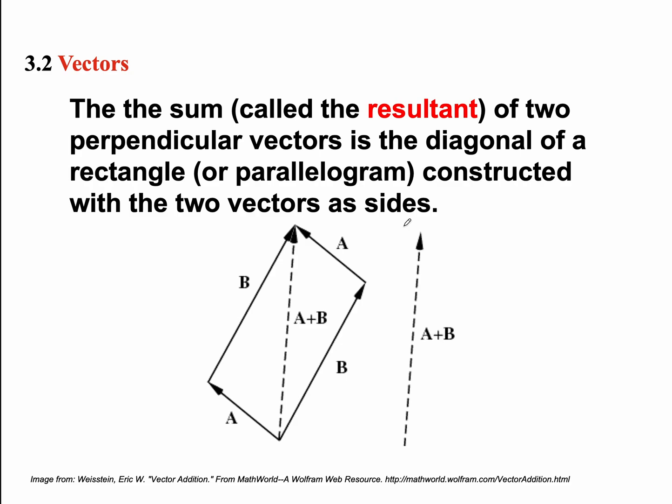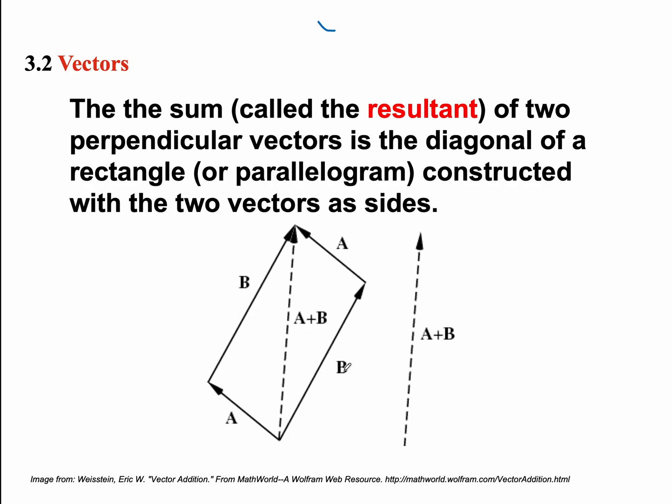Well, it turns out if you want to add A plus B, sorry, pause for a second. It doesn't matter the order you add vectors, just like it doesn't matter which order you add numbers. 2 plus 3 is the same as 3 plus 2. The same is true down here. What's the sum of vector A and B? Well, you can either add A to B or B to A.